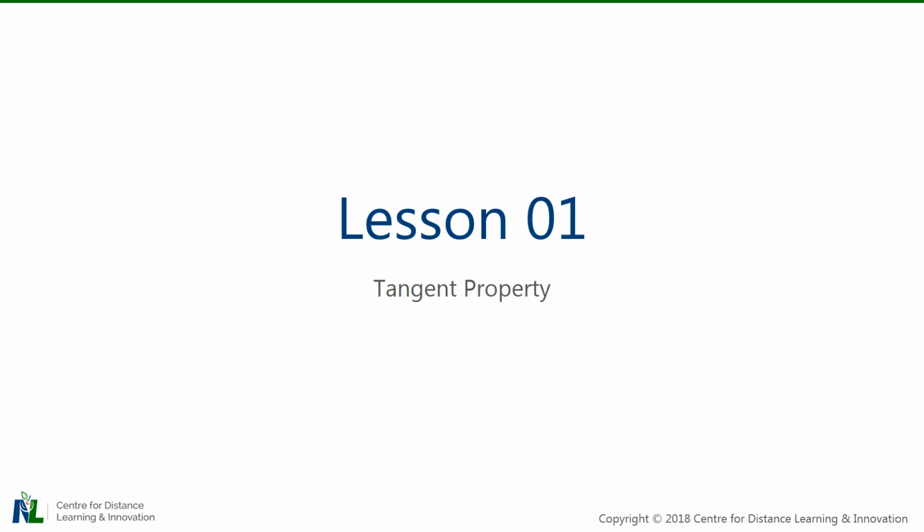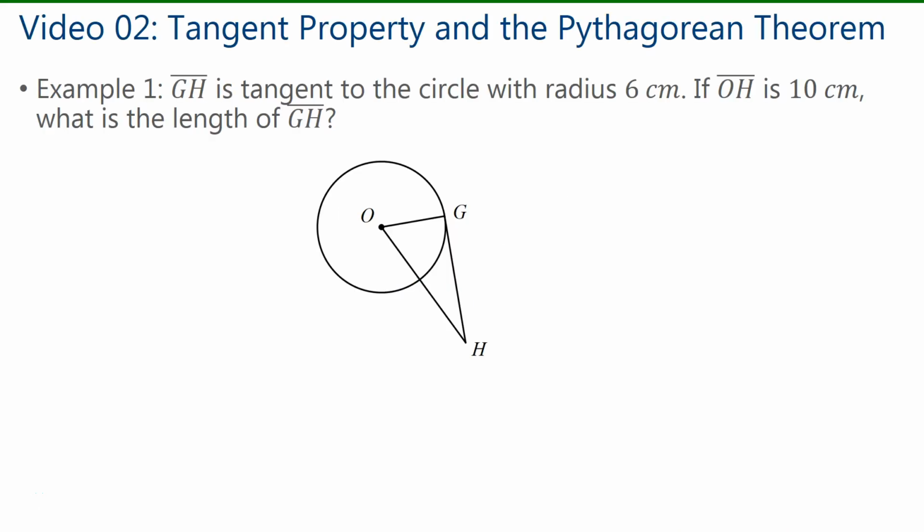Welcome back to Lesson 1 on the tangent property. Here we will be using the tangent property along with the Pythagorean theorem to help us find missing side lengths in triangles.